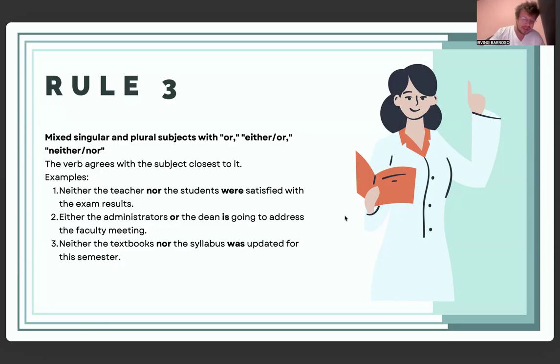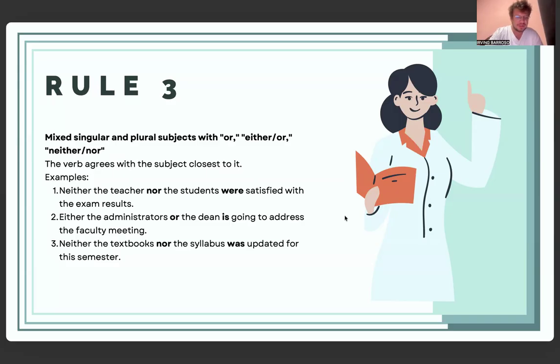Rule number one states that we must check the subject before the prepositional phrase. This is extremely important because prepositional phrases can be misleading. Let me explain with the first example. The teacher of advanced mathematics is preparing the final exam. Here, some people might think the subject is mathematics because it is closer to the verb, but actually, the subject is teacher, which is singular, so we use the singular verb. The phrase of advanced mathematics is just a prepositional phrase that describes which teacher we are talking about.